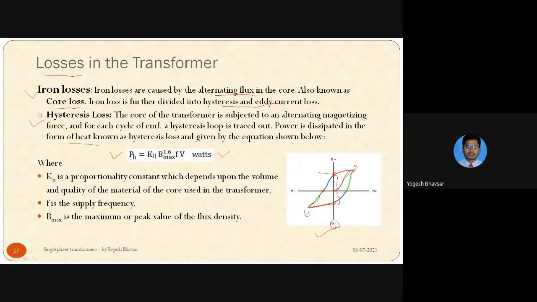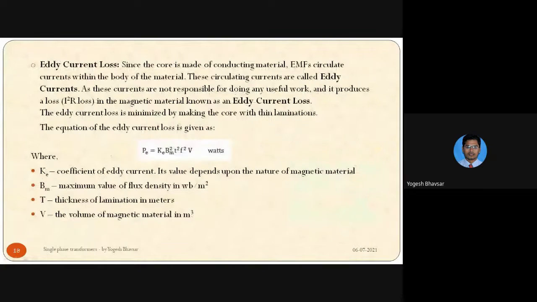Now Kh is a proportionality constant, which depends on the volume and the quality of the material of the core used in the transformer. f is the supply frequency that we already know, and Bm is the maximum or peak value of flux density. Only this proportionality constant you need to keep. So this equation you just keep in mind. From the MCQ point of view, this may be asked on hysteresis loss. So hope you understood. Then the next one is the eddy current loss.